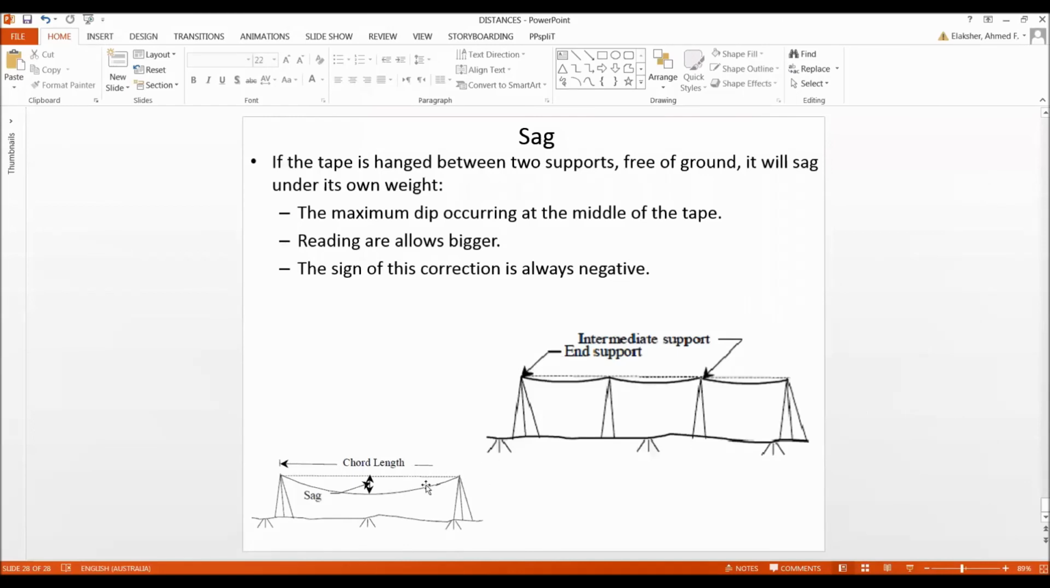A way to minimize the effect of sag is to put intermediate support. So when you put intermediate supports at different places, that should help you reduce the sag. If you want zero sag, then you lay it down on the ground.